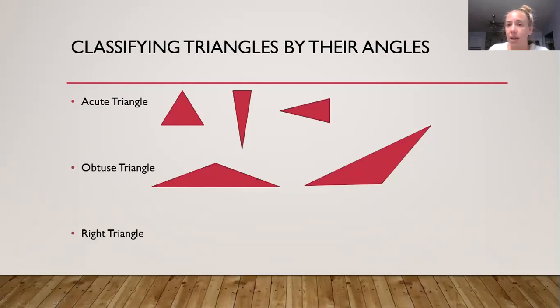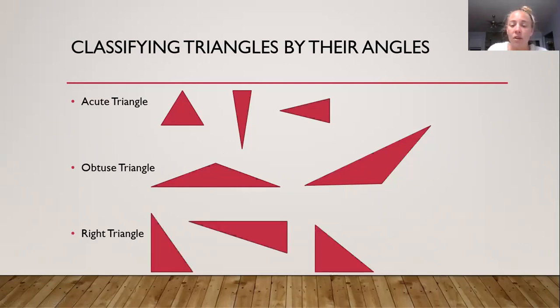And finally, the third type of triangle is a right triangle. This means that one angle in the triangle is a right angle and the other two angles are acute.